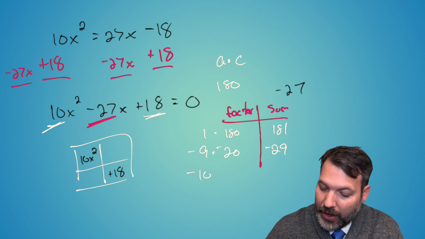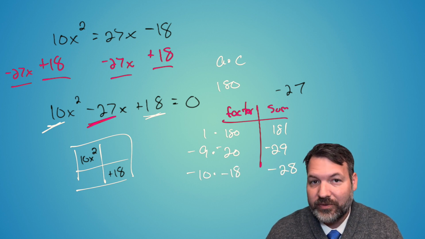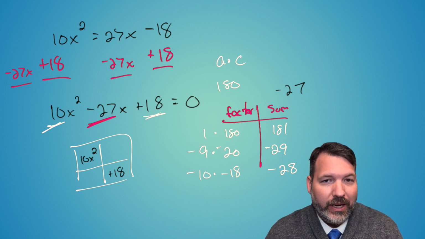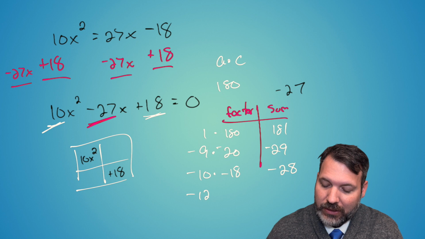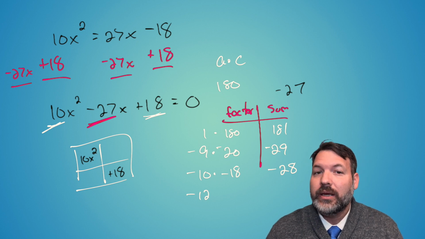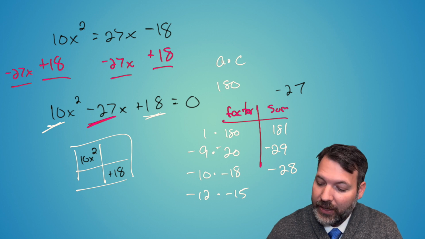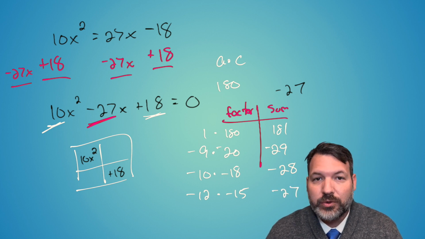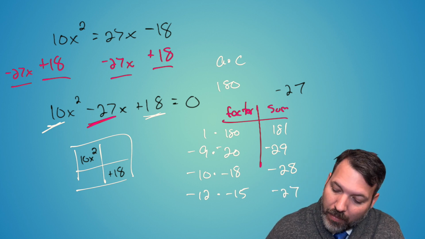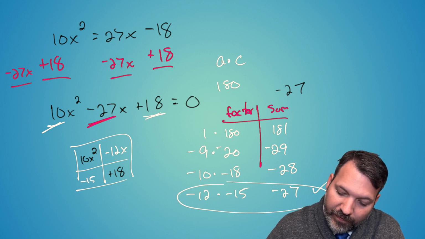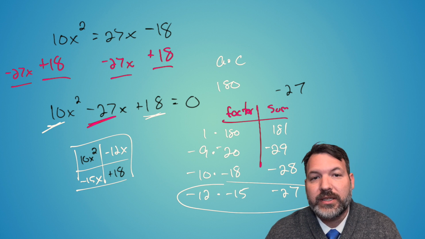How about negative 10 and negative 18? All right, that gets us a sum of negative 28. We're almost there. 11 doesn't go into 180, so that's not going to help us, but does 12 go into 180? Yes. It is the same thing as negative 12 times negative 15. That makes the negative 27 that we need. And so it must be a negative 12x and a negative 15x that fill out these other two boxes.